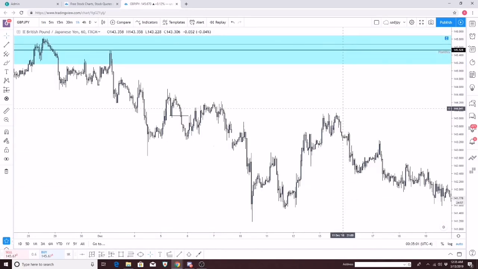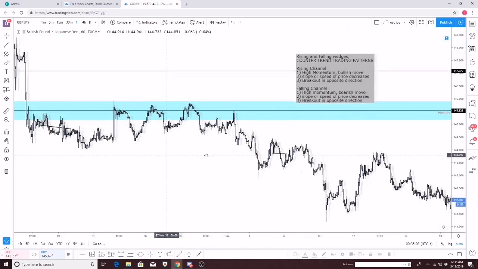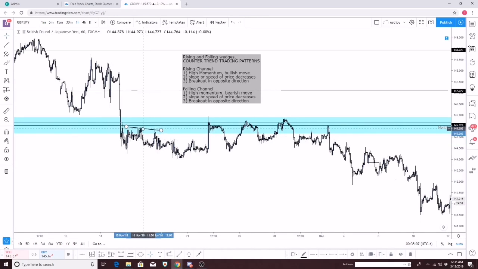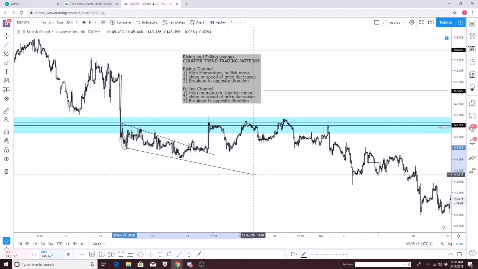With a falling wedge here, we'll see a high momentum bullish or bearish move, a decrease in price. Here's actually another example. Here we have a high momentum bullish or bearish move, a decrease in price here as well. We could draw it from here, and then a breakout to the opposite side.